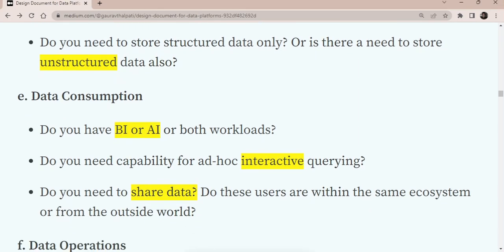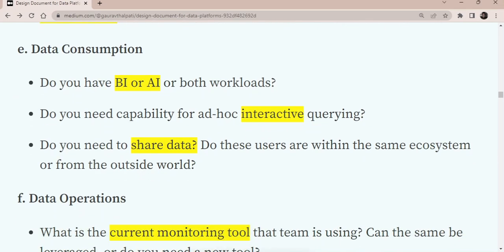This section is all about the considerations that will help you to make this design choice. Data consumption: how are you consuming the data, whether you are running any BI workloads or AI workloads or both. Based on that, you will have to come up with your storages, warehouse or data lakes, to support these kinds of workloads. Are you also doing any interactive querying? Then you will need a service which can do that. If you're in the AWS world, you can use things like Athena. If you're using Databricks, you can use Databricks SQL for interactive querying.